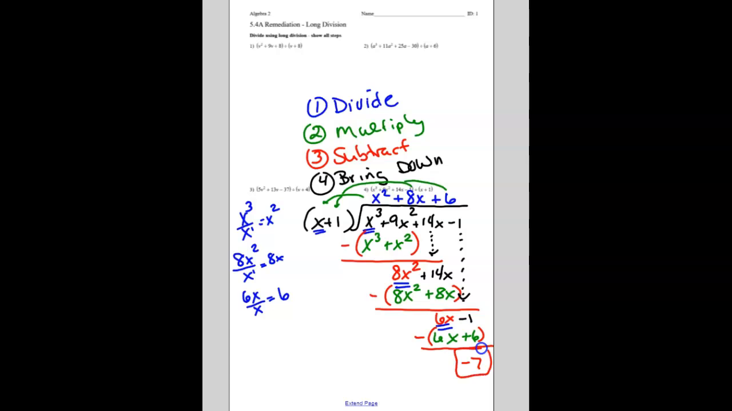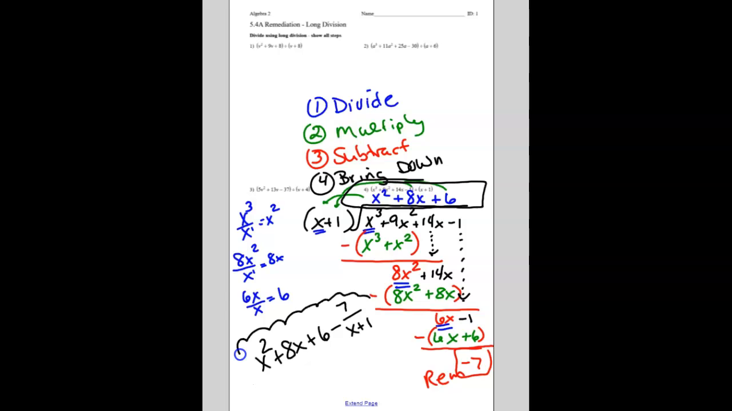This guy right here is your remainder. There's no more terms. And it's okay to have remainders in polynomial long division. So your answer is this polynomial, this quotient up here, x squared plus 8x plus 6. But the remainder is still stuck inside of the division question. So instead of saying plus negative 7, I'm just going to change that to a minus 7, who's still being divided by the x plus 1. And this is your full quotient with the remainder.